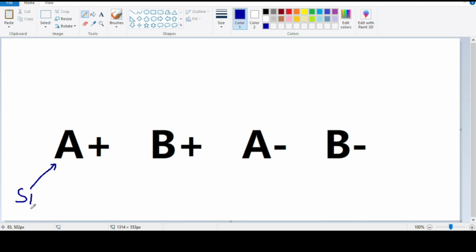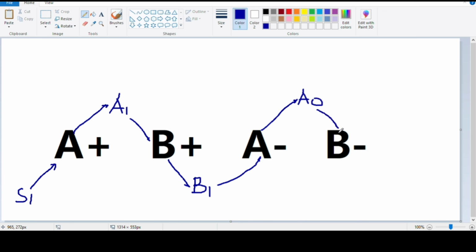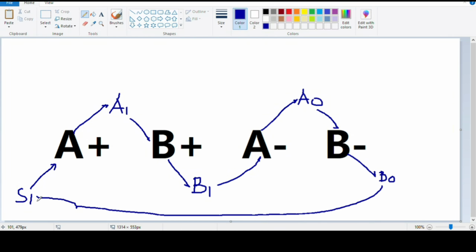This one traverse. A1 equals B. And B equals B. A0. A0 to B. And B0. So therefore, cycle.